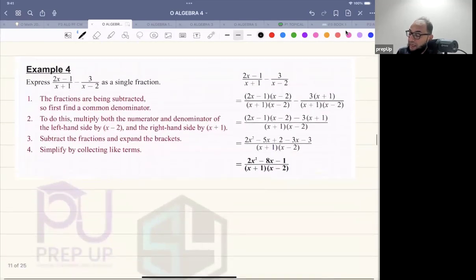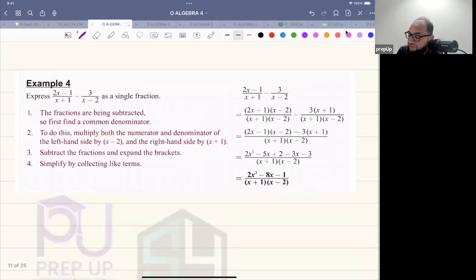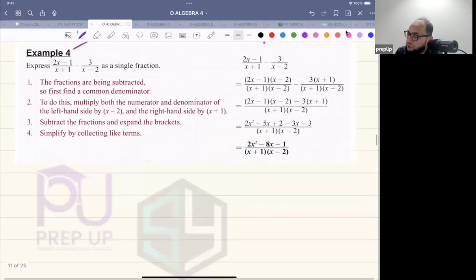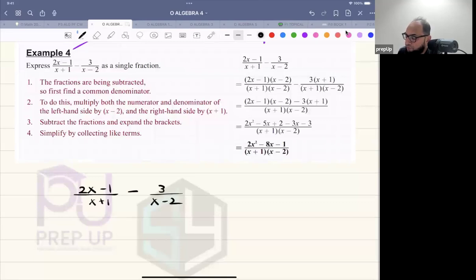Example 4. Now we have the denominator also in terms of variable. So this is like a level up as compared to example 3. So now the question is 2x minus 1 over x plus 1, minus 3 over x minus 2.